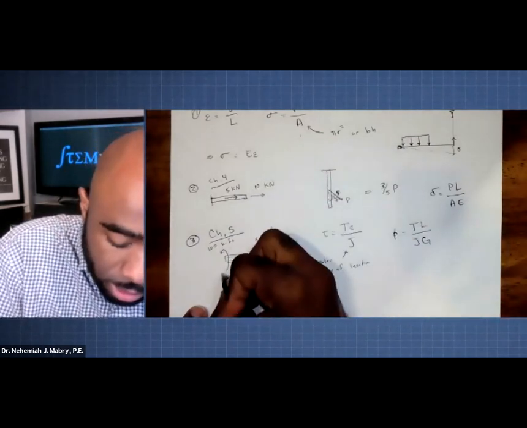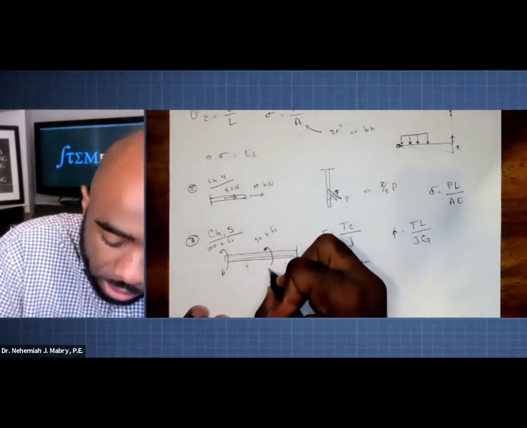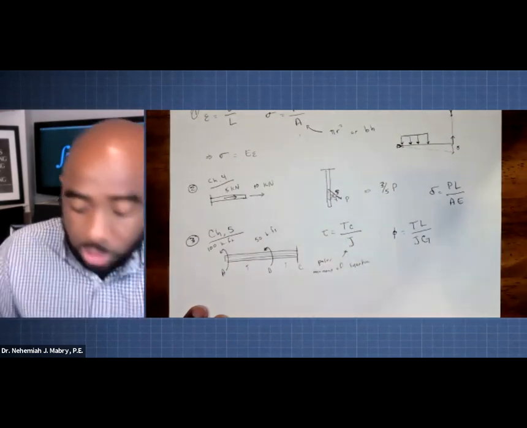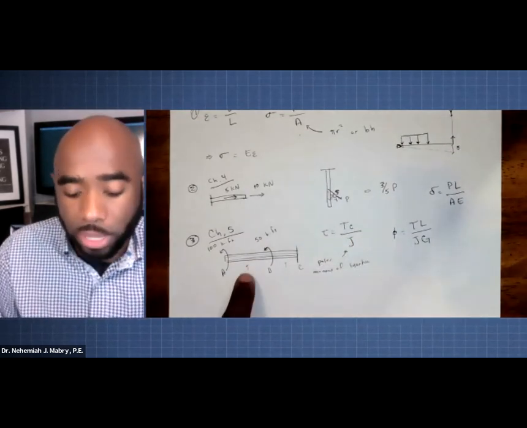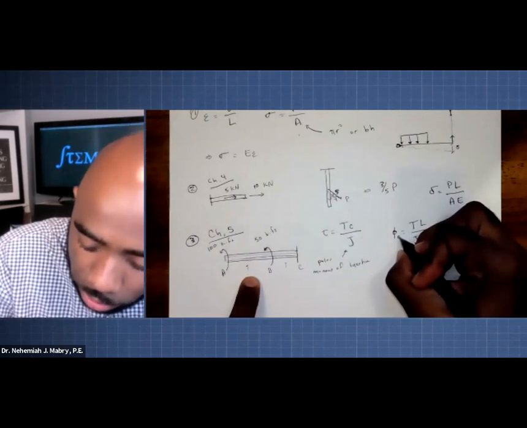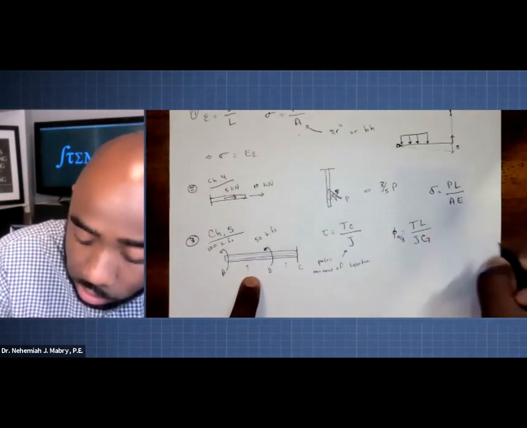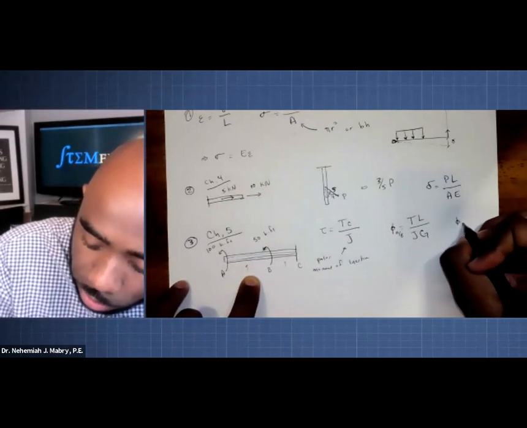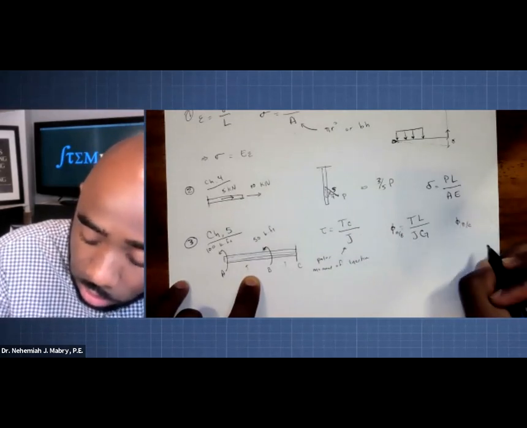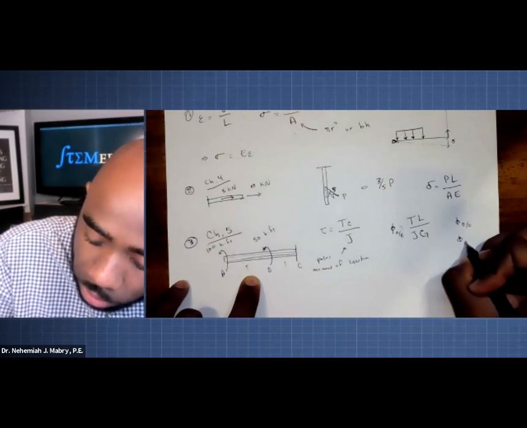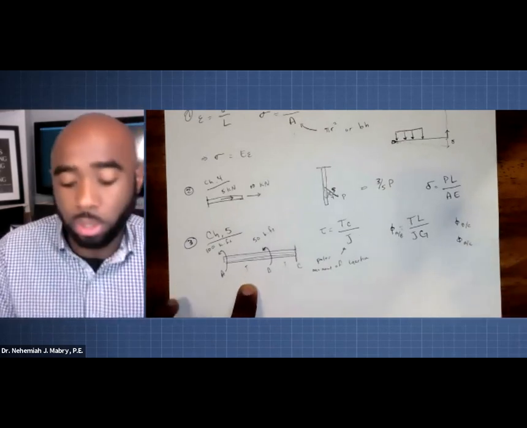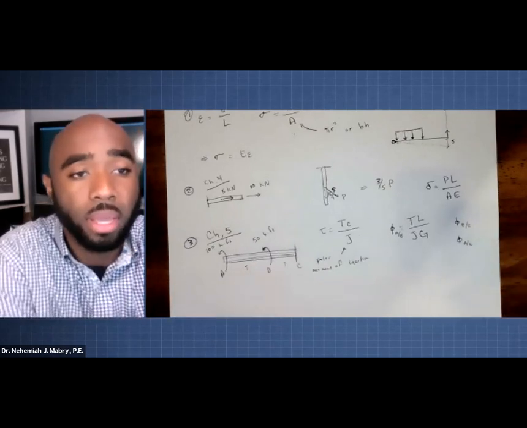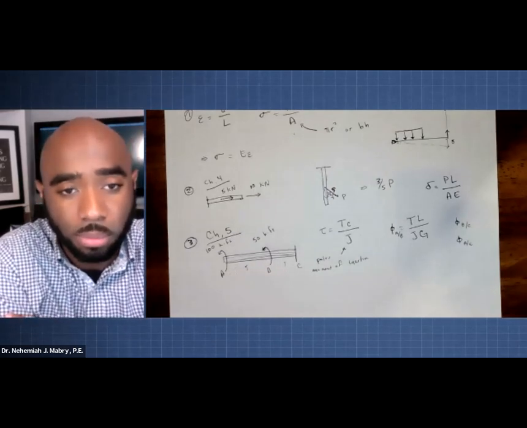You may have, let's just say this is point A, this is B, this is C. Remember that the angle of twist at point A with respect to B is not necessarily the same as the angle of twist of B with respect to C, or A with respect to C. So make sure you remember to add those up, depending on what they're asking you for.